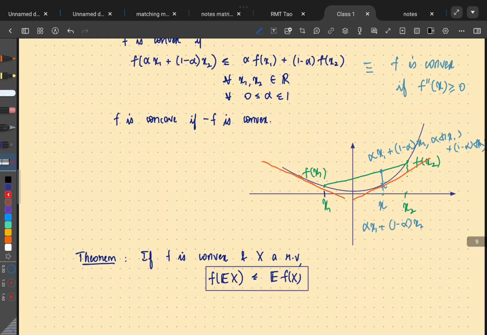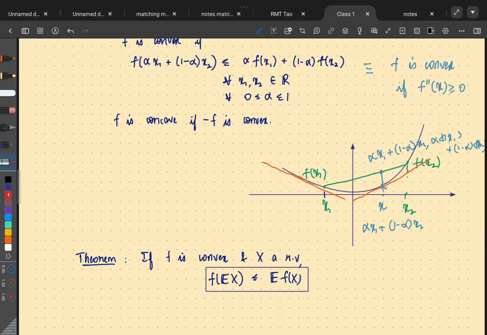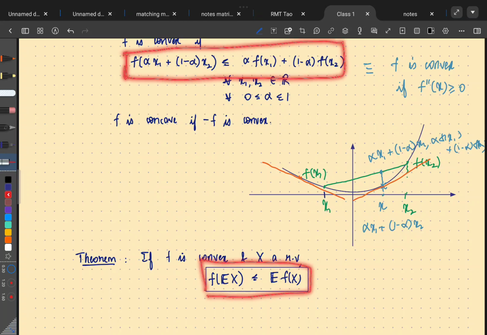In fact, let's suppose that x can take only 2 values. X is a random variable that takes only 2 values. Let's say x1 with probability alpha and x2 with probability 1 minus alpha. Then you can see that what I have over here is exactly the definition of convexity.